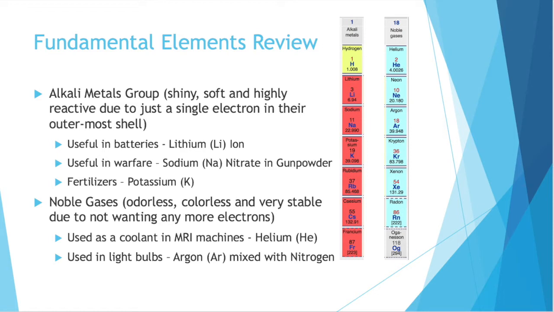Another example of a group in the periodic table of elements is the noble gases group. This is kind of like the polar opposite of the alkali metals group. They're odorless, colorless, and very stable due to not wanting any more electrons. Whereas your alkali metals wanted to give up an electron, your noble gases have a full outer shell. They really want to keep things the way they are. Noble gases are used as a coolant in MRI machines, that'd be helium. They're used in light bulbs, argon mixed with nitrogen, to prevent the filament in a light bulb from burning away if there was just oxygen in there with it.